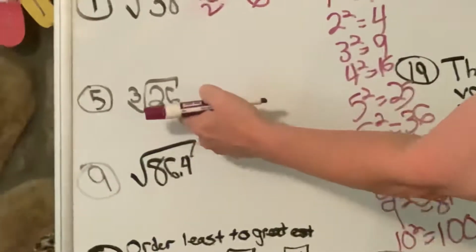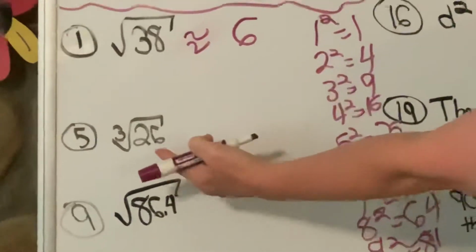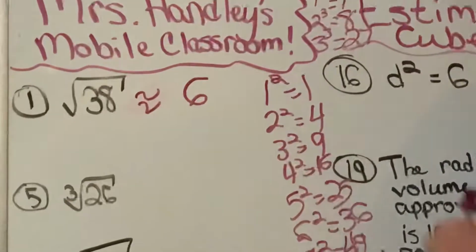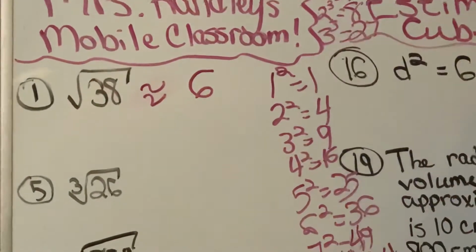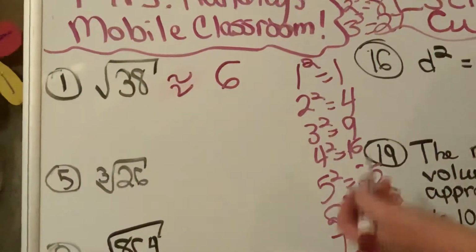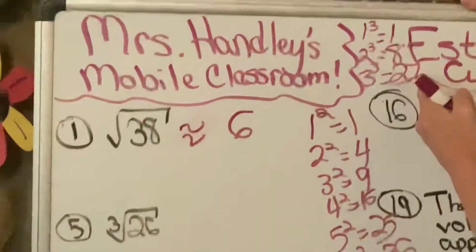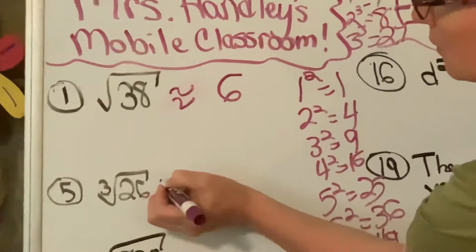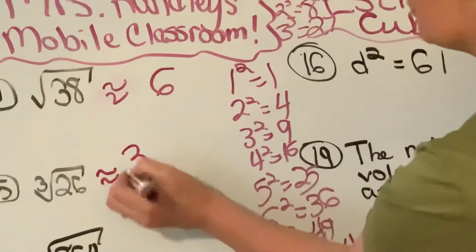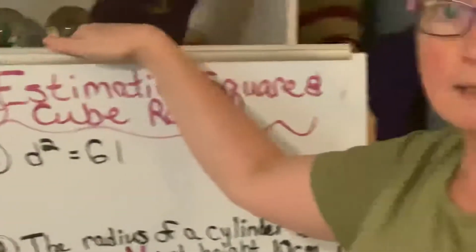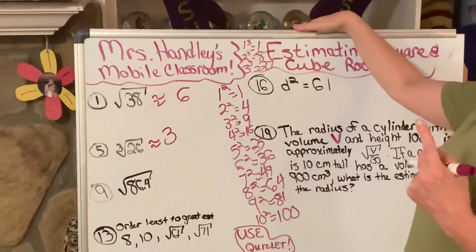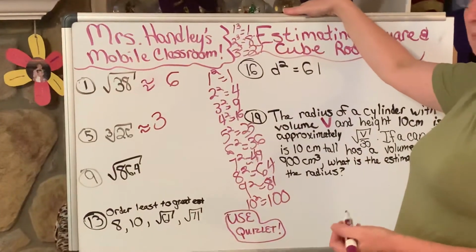So then we ask ourselves, in my perfect cubes, where does 26 fall? Well, it falls between 8 and 27. So that means our answer will be 2 or 3, but we have to figure out which one it's closer to. 26 is closer to 27. So the cube root of 26 is approximately 3. This is because they asked for the estimate to the nearest integer, which is just a single digit.